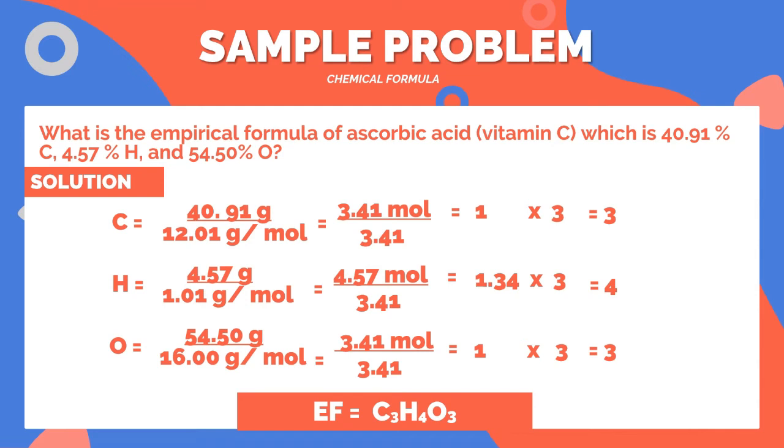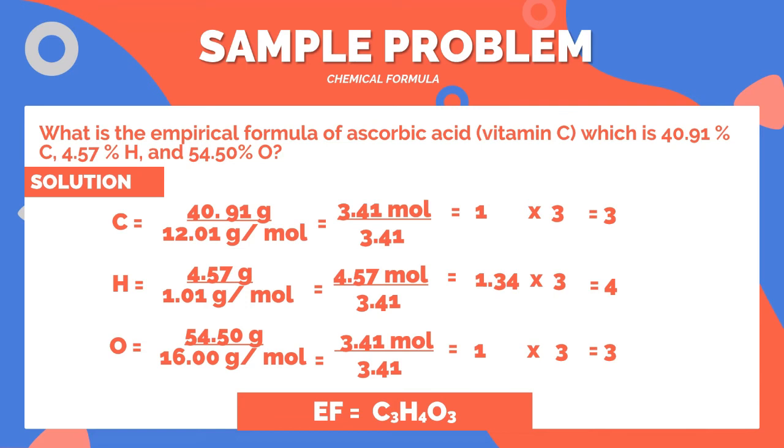The next step is to divide the computed moles by the smallest mole, which is 3.41. So we divide all the moles by 3.41, and we would get 1, 1.34, and 1. Now, these numbers, 1, 1.34, and 1, would be the number of atoms present in the empirical formula.